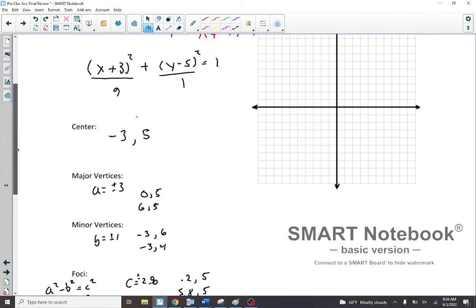Okay. -3 comma 5, 1, 2, 3, up 5, 1, 2, 3, 4, 5. It's 3 wide, so I could go 3 to the right, 3 to the left. It was 1 tall, so 1 up, 1 down. And the foci, which doesn't really matter, but it's here and here. Then connect the exterior dots.